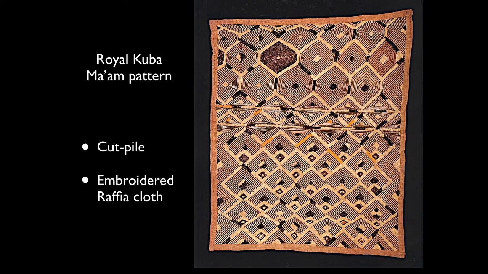We've also briefly mentioned the Royal Kuba Raffia cloth. Raffia is a very laborious process of weaving pieces of cut pile and then embroidering them together to create these extremely intricate designs. The diagonal interlocking pattern is known as the creeper vine, the ma'am pattern. We talked about that before. There are hundreds of different designs that have very specific references to known royal personages and also different values and ideas among the Kuba.